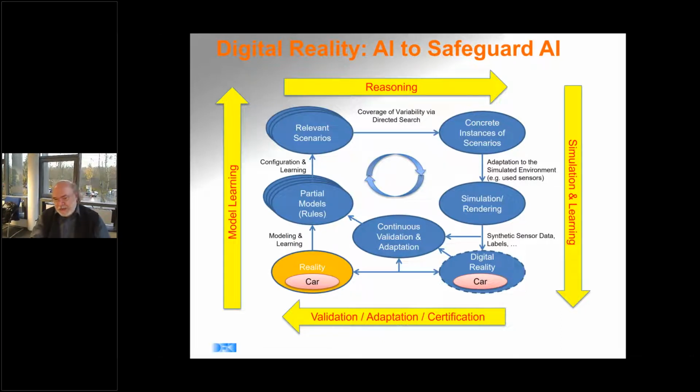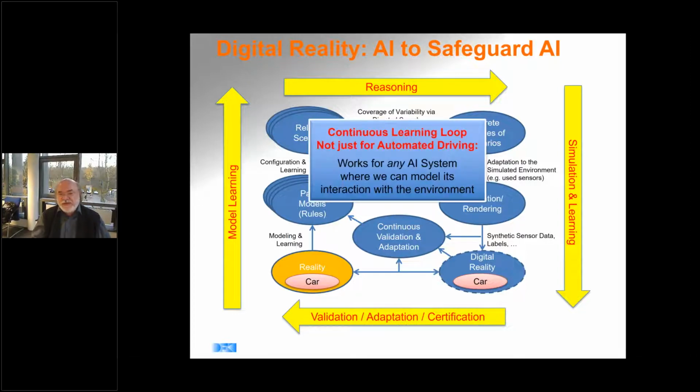I explained it in the context of autonomous driving. But this is a very general approach, right? So if you think about it, there's nothing special in this approach that is specific to autonomous driving. The only requirement is that you are able to model the environment that an AI system interacts with. As soon as you can do that, this entire approach starts to make sense. And this is what we're pursuing.